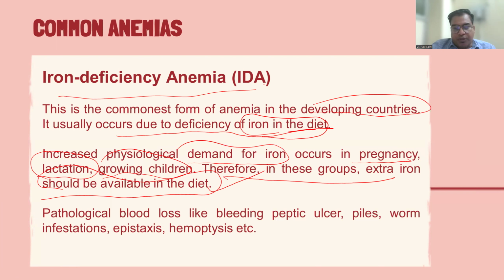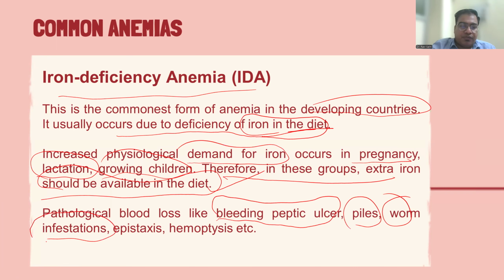Some pathological conditions like bleeding, peptic ulcer, piles, worm infections or infestations, epistaxis, and hemoptysis, these are also pathological conditions which will lead to iron deficiency anemia.